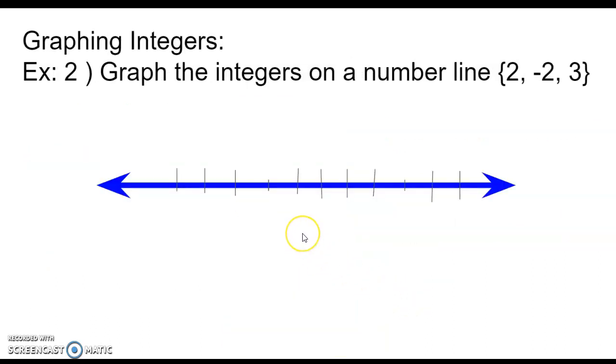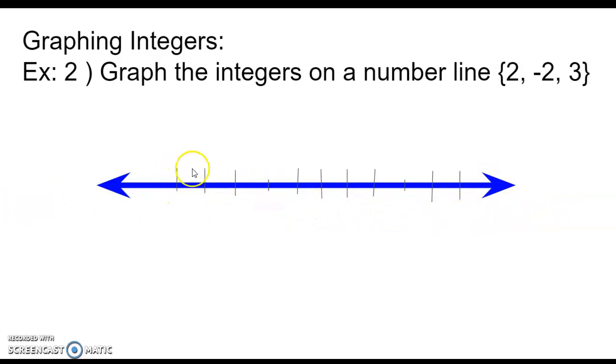All right, graphing integers. Graph the integers on a number line. So we have these integers, also known as whole numbers, right? Positive or negative. We have 2, -2, and 3. So what you're going to do is draw a number line. So an arrow's got to be over here and an arrow's got to be this way. When you see an arrow like this, it means they continue forever. It just keeps going forever and forever.